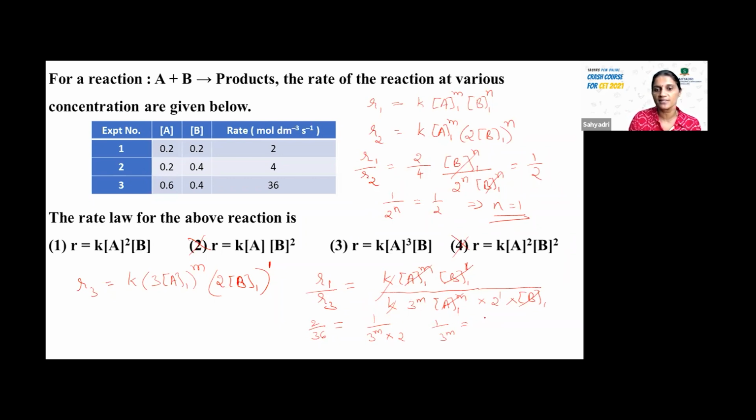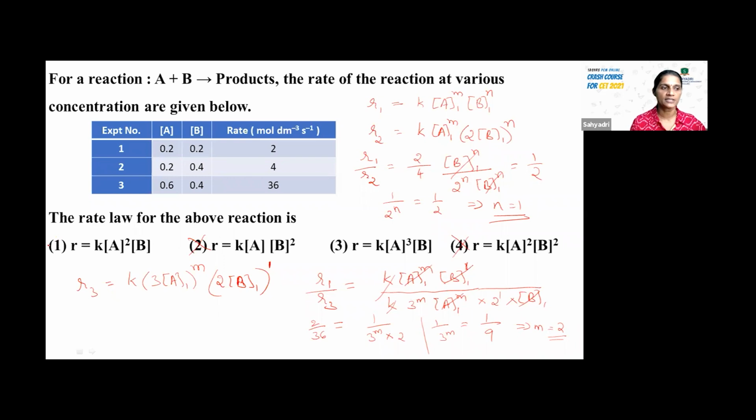What is 4 by 36? 1 divided by 9. 3 what is 9? 3 square is 9, correct? So m becomes equal to 2. Clear? M is equal to 2.